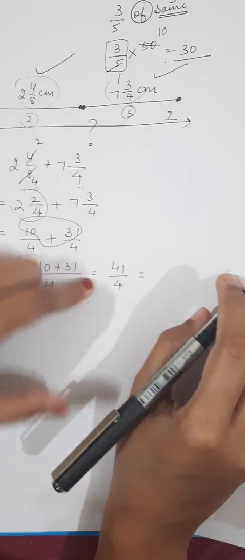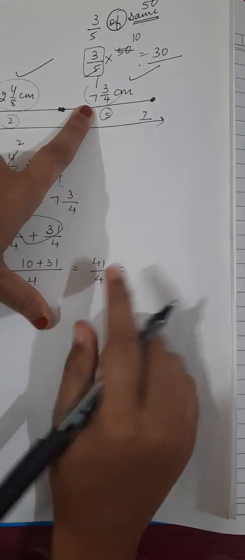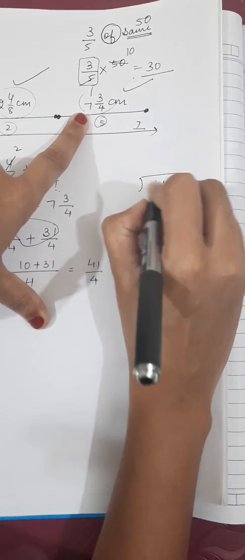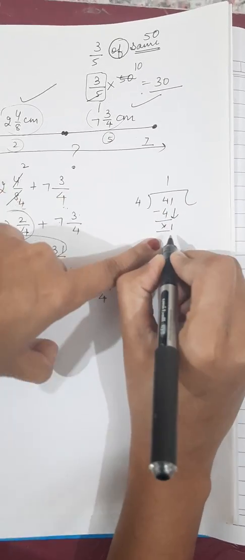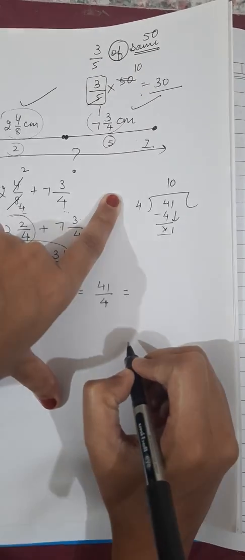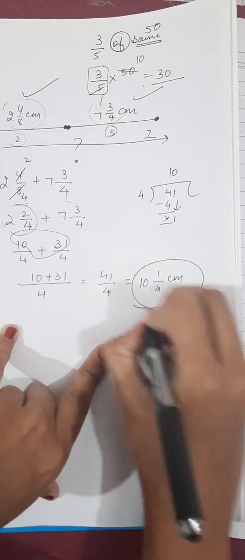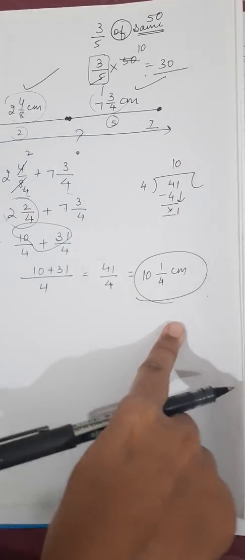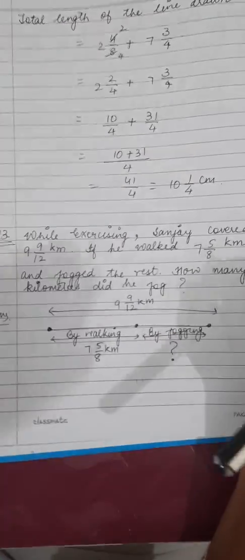Now since the values were given in mixed fractions, you can change this also into a mixed fraction. So when you divide 41 by 4, 4 ones are 4, 1 is the remainder, and since this value 1 is less than 4, I am going to place 0 here. Okay, and then it will be 10 1 upon 4 centimeters. So this is the combined value for this question. Okay, so this was your solution of part B.